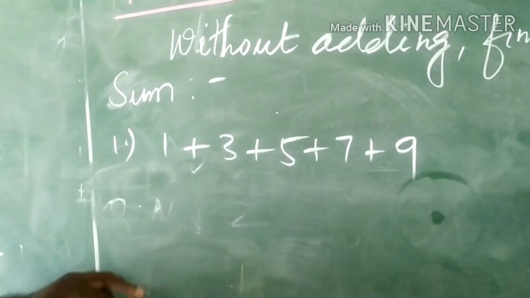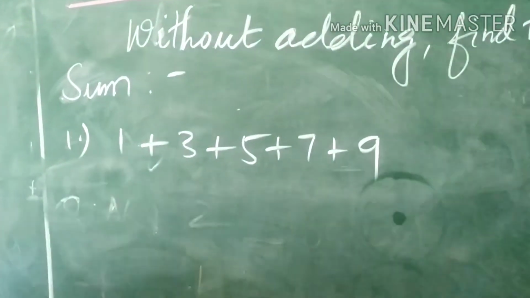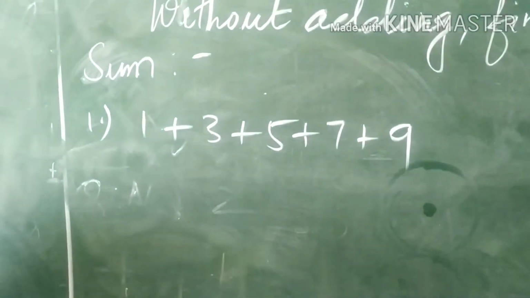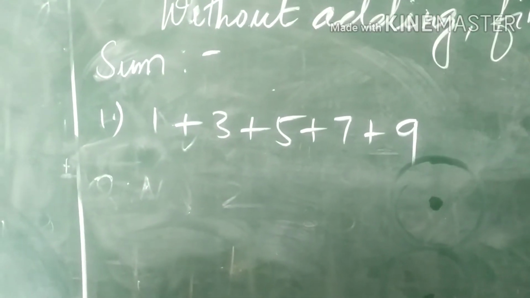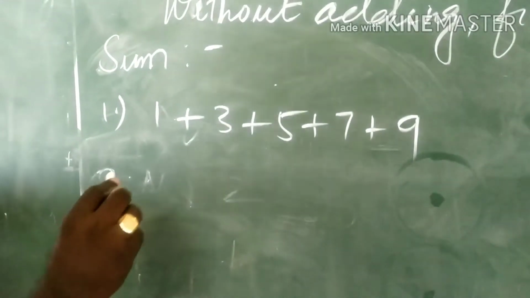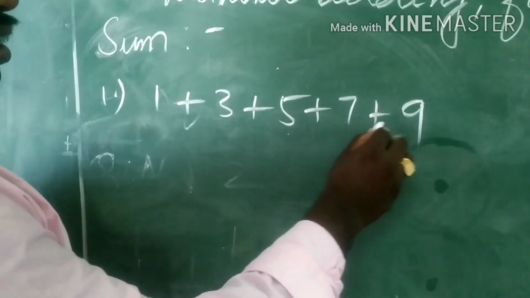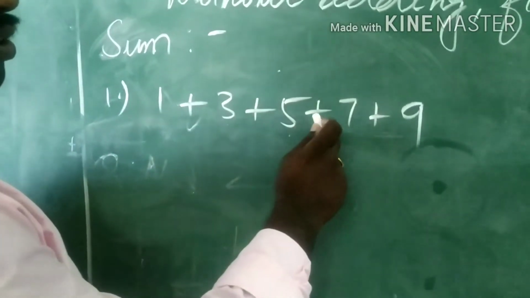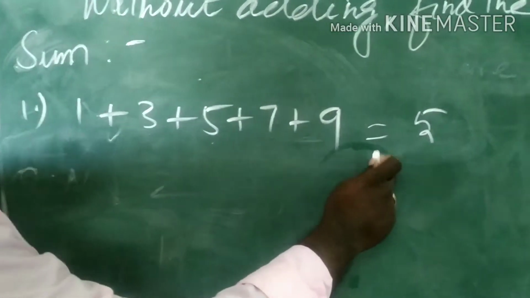So without adding, find the sum. We are going to remember property number 5: the sum of consecutive odd integers is the square of how many numbers? The square of however many numbers exist in the given sum. How many odd numbers are given here? 1, 2, 3, 4, 5. 5 numbers are given. So the square of 5 gives the result.